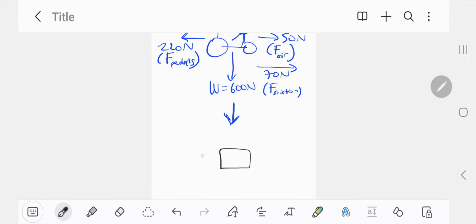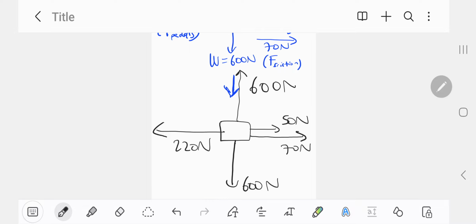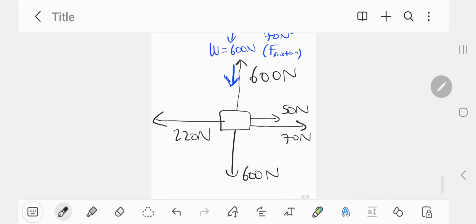Okay, let's draw the forces now. 220 is acting to the left. That hasn't changed. Air resistance is 50 newtons to the right, and friction is 70 newtons to the right as well. So it's a big arrow. I should be drawing this to scale. This should be a big arrow here, the 220, but anyway. Weight force is acting downwards, 600 newtons. Now the normal force, we need to work this out as well. It's simply 600 newtons in the opposite direction. It's always acting in the opposite direction to the weight force.